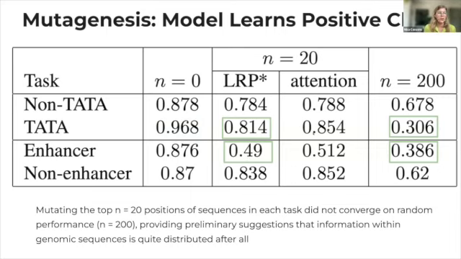It's important to note that they're pretty close and that actually the drop in the Tata model is not that significant. And most importantly, this kind of mutagenesis of 20 positions of the sequence does not converge on random performance. Like you can see even the enhancer model, which with 20 positions mutated, drops the accuracy quite a bit. It's still not the same as entirely random, which provides some kind of preliminary suggestion that information within genomic sequences is actually quite distributed after all.